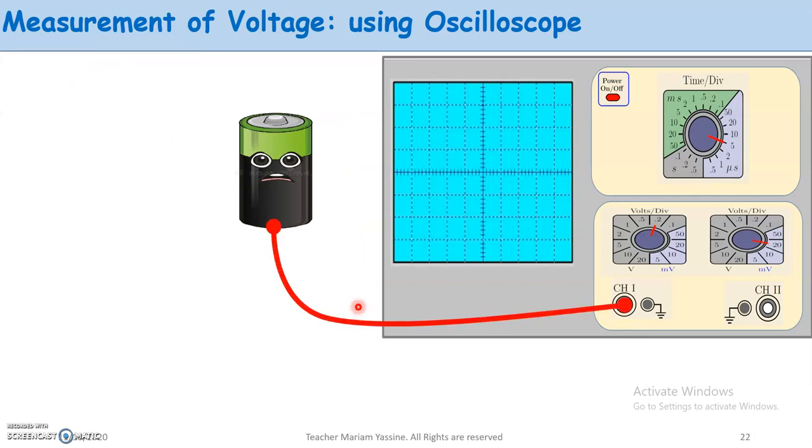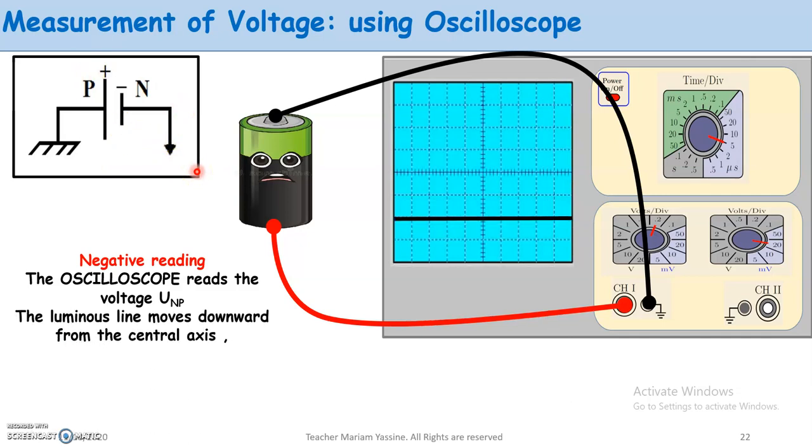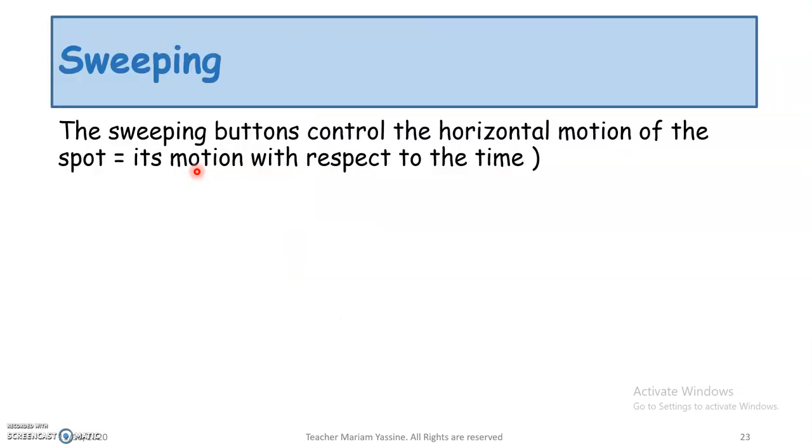In the opposite case, if I connect the positive terminal of the oscilloscope, meaning the phase, to the minus, and the negative terminal, which is the ground or the mass, to the plus. This is the symbol of my connection. So in this case the oscilloscope will read UNP and it will give me a negative reading. A negative reading on the oscilloscope means that the line will move downward from the central axis.